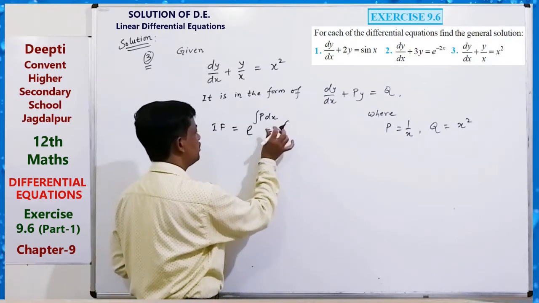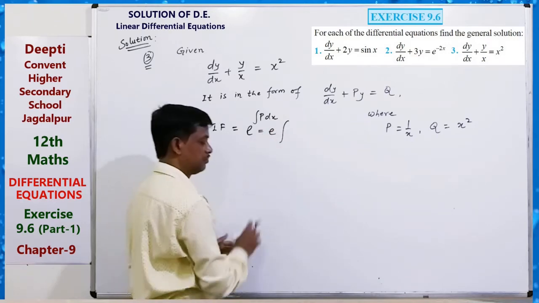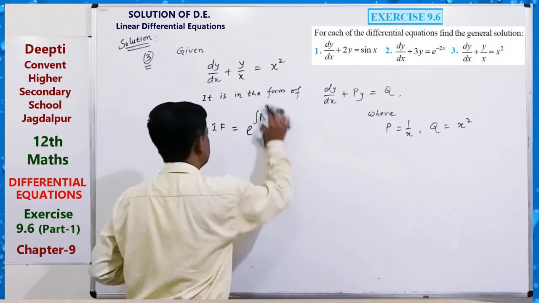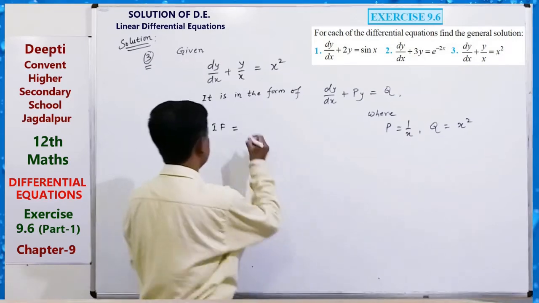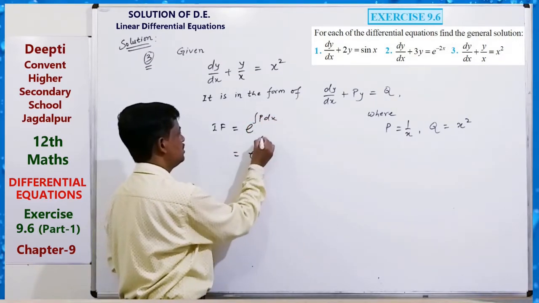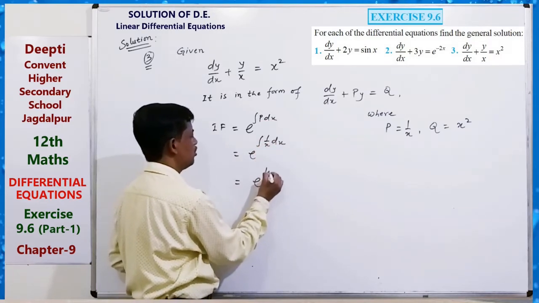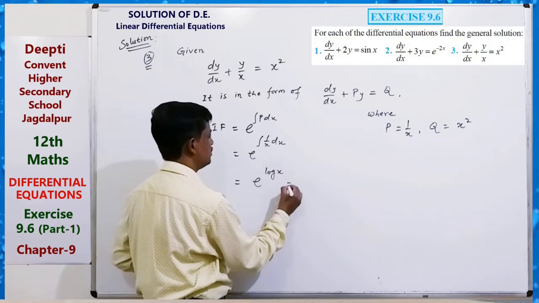How? The integrating factor is e to the power integration of P dx. That is e to the power integration of 1 by x dx, which is e to the power log x.